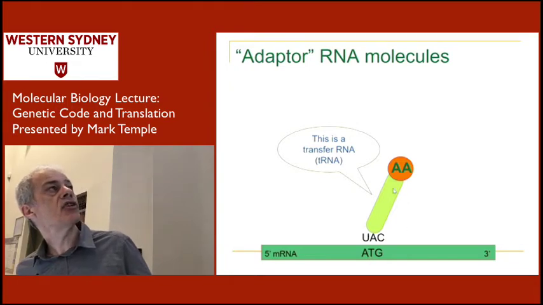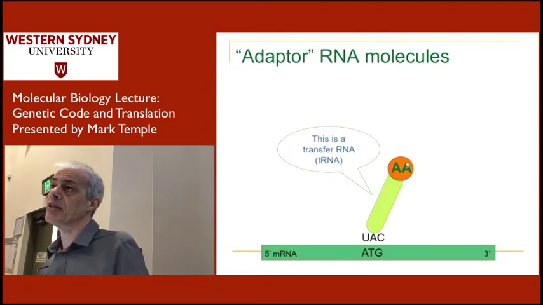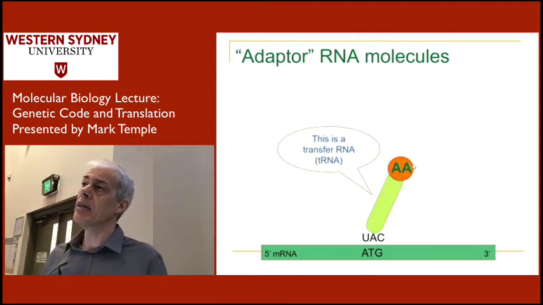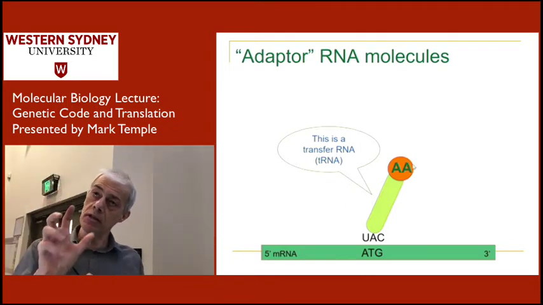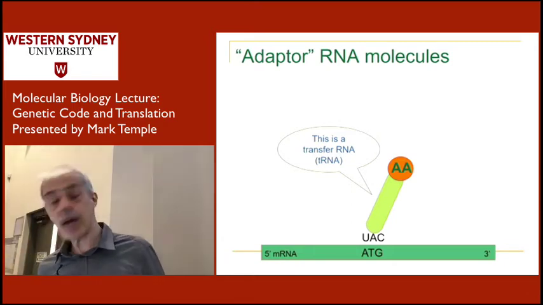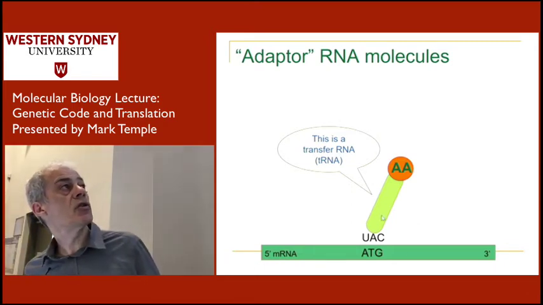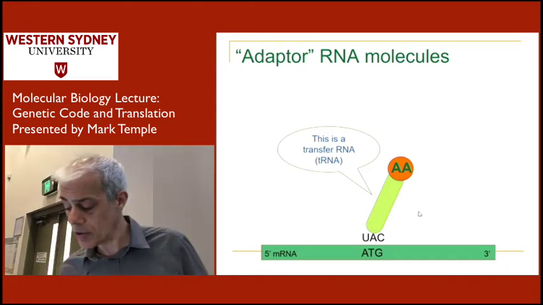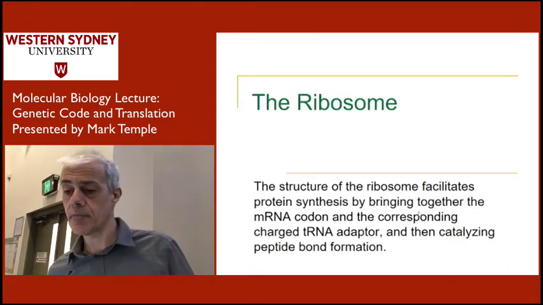Okay? So each transfer RNA only is bound to a single amino acid. There's only one amino acid type that can bind to one specific transfer RNA. It's a very specific interaction, but it turns out there were 32 of these in total, and they bind to one of 20 amino acids.